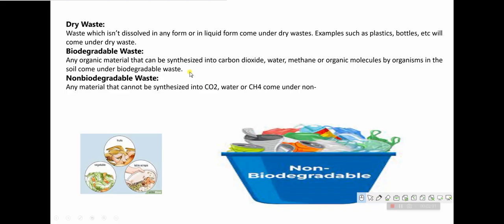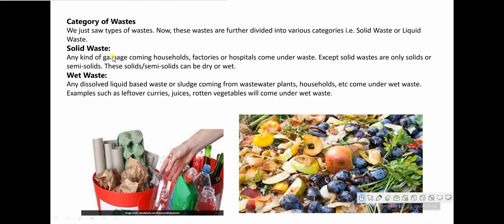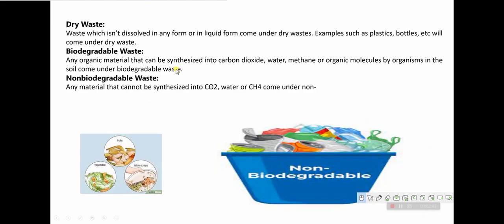Now there is dry waste also, instead of solid and wet, because solid is of two types. Semi-solid you cannot say is properly dry. So dry waste is waste which isn't dissolved in any form or in liquid form. The things which will not be dissolved in any liquid we call dry waste, like plastic bottles. These come under dry waste.